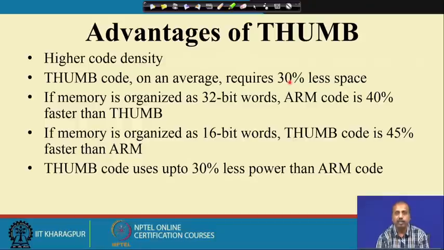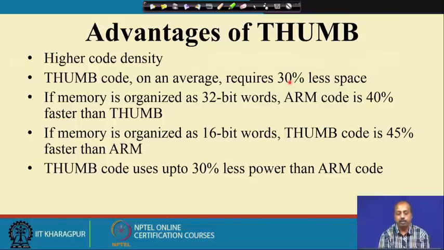And if memory is organized as 32 bit word, then the ARM code is 40% faster than thumb. That is a huge speed improvement, so ARM will be running much faster. And if it is organized as 16 bit word, then the thumb code is 45% faster than ARM.